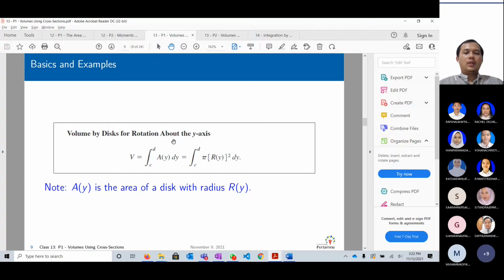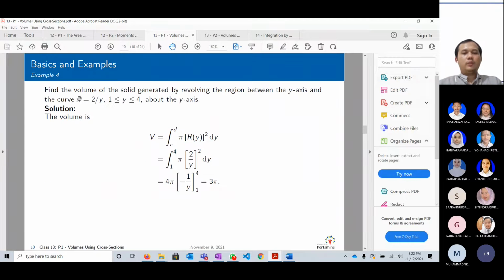Now, what if we want to rotate it about the y-axis? Well, the formula is the same. So, find the volume generated by the solid.